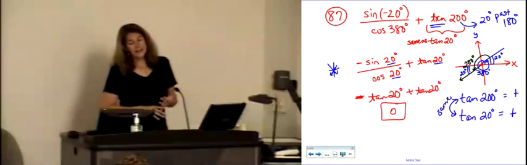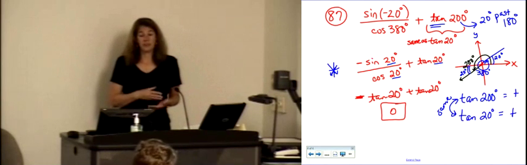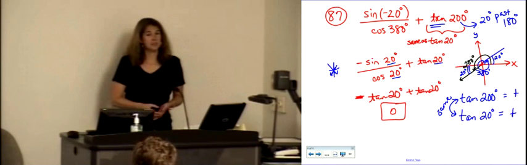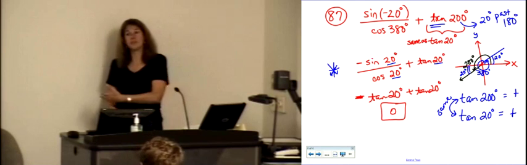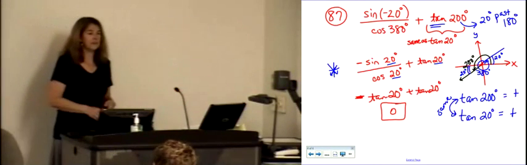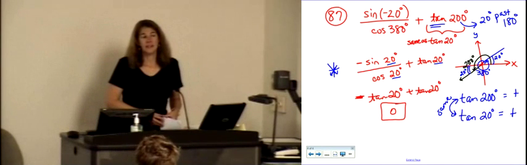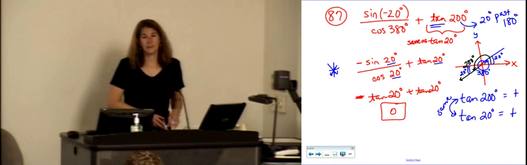But we're relating these angles. We're seeing where the 380-degree angle ends up, and where that 200-degree angle is. We're relating some trig functions, and we're still using our identities, our sine over cosine. A lot going on in this problem. This was a good one to look at. Any other questions on 87?